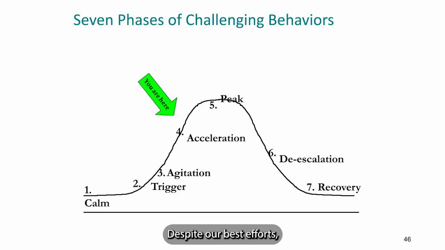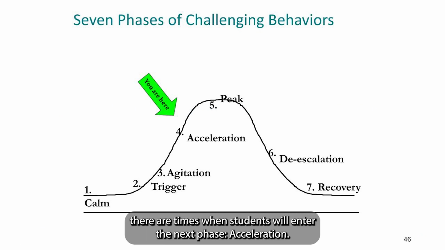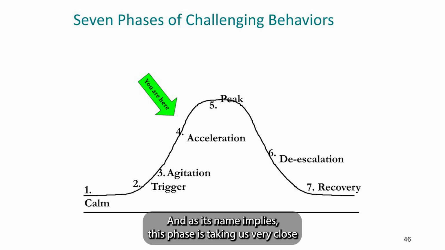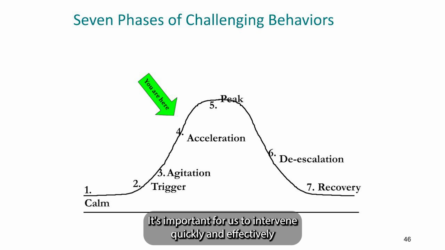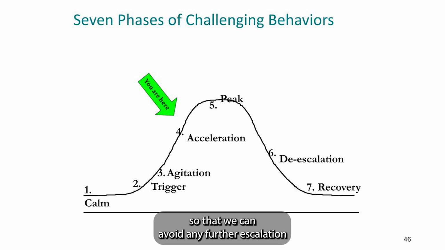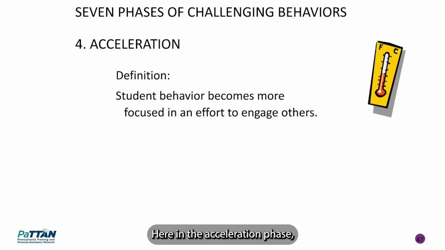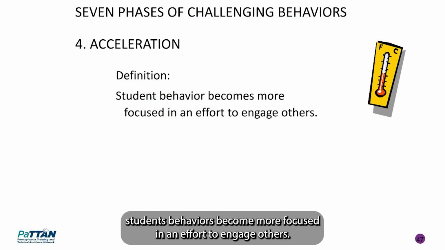Despite our best efforts, there are times when students will enter the next phase. Acceleration, and as its name implies, this phase is taking us very close to that fifth phase, or what I would call full-blown crisis. It's important for us to intervene quickly and effectively so that we can avoid any further escalation. Here in the acceleration phase, students' behaviors become more focused in an effort to engage others.